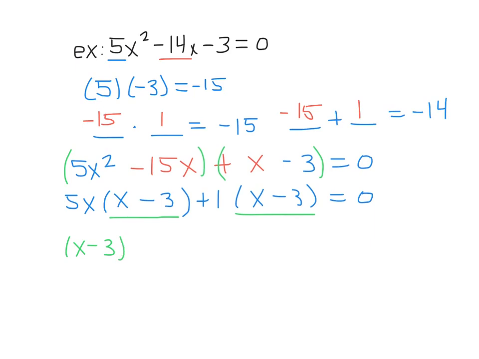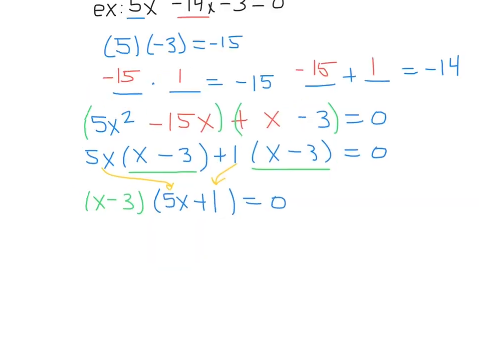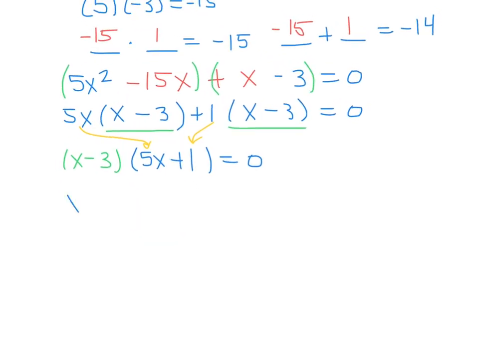And then we have another factor that's going to be what's left over, and that is a 5x. And then here's where that plus 1 is going to show up, 5x plus 1. That equals 0. All right, so just a reminder where those come from. They're just what's left over after we factor out that linear factor of x minus 3. All right, that gets us through the factoring. Now we have two linear factors. We can do step 3 and set those both equal to 0.